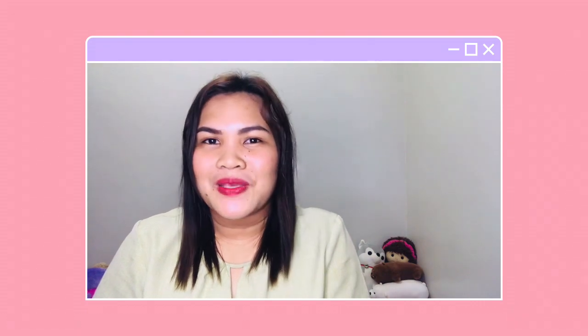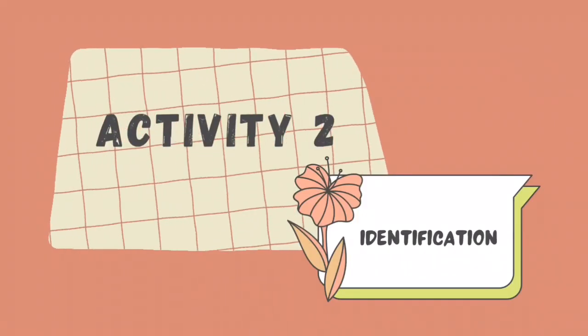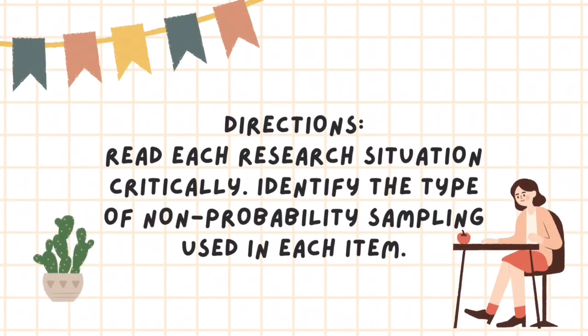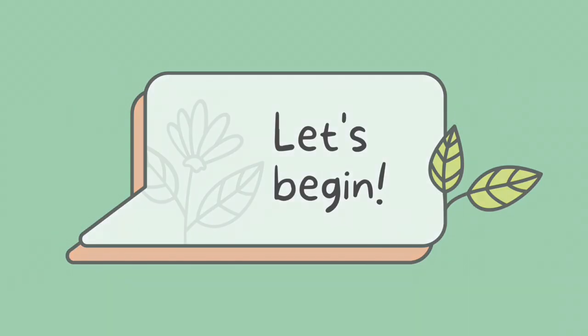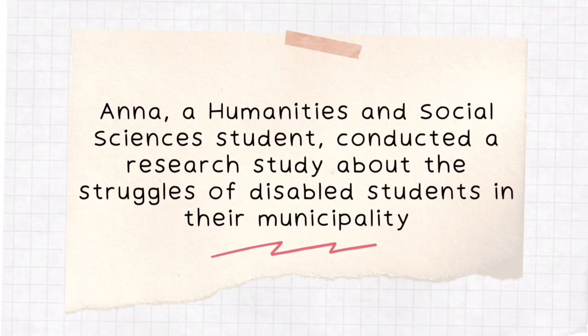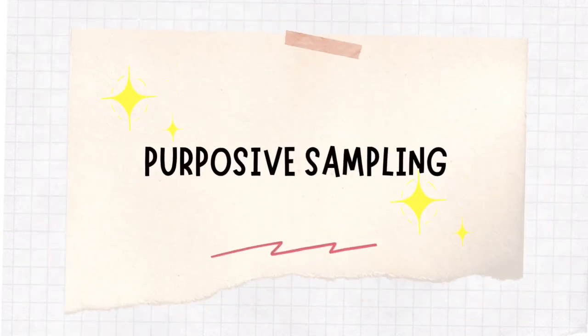This time, let's test how well you have understood our lesson by doing this simple activity. Read each research situation critically. Identify the type of non-probability sampling used in each item. Let's start. Anna, a humanities and social sciences student, conducted a research study about the struggles of disabled students in their municipality. What do you think is the type of non-probability sampling Anna used? Very good! The answer is purposive.